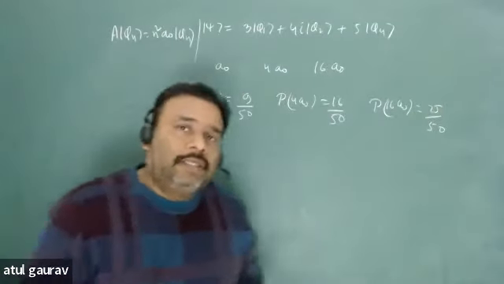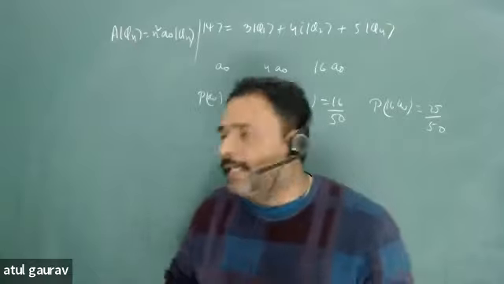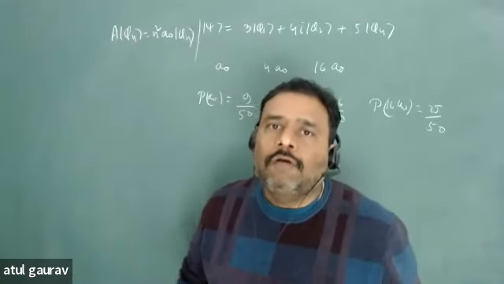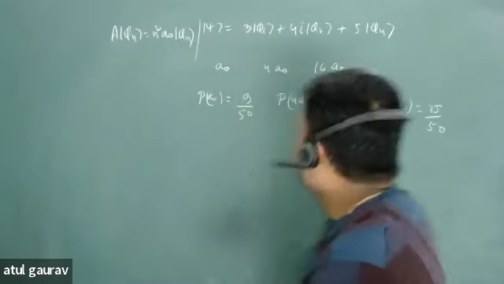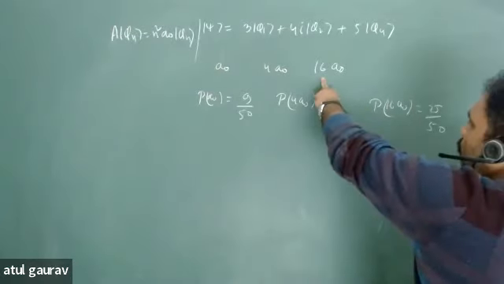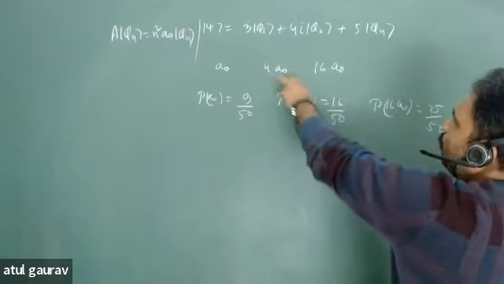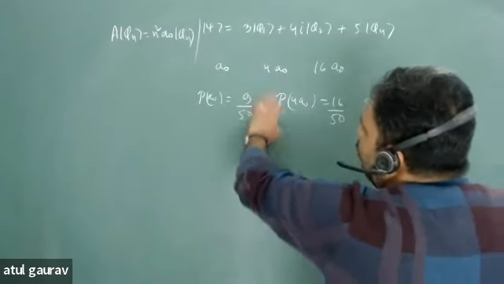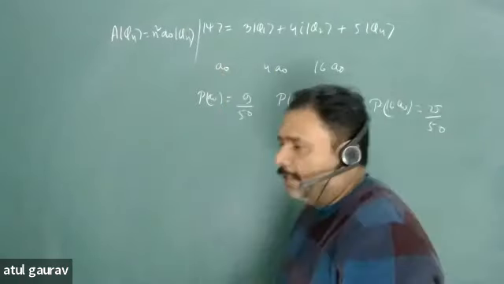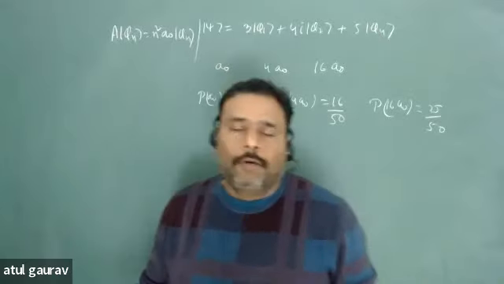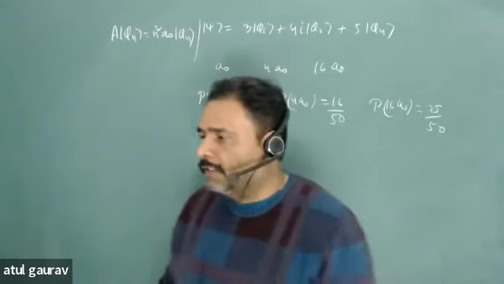It means that if you do this experiment again and again, out of 50 times you get 16a naught, and out of the remaining, about 16 times on an average you get 4a naught, and about 9 times on an average you get a naught. This is all about the distribution of this measurement.